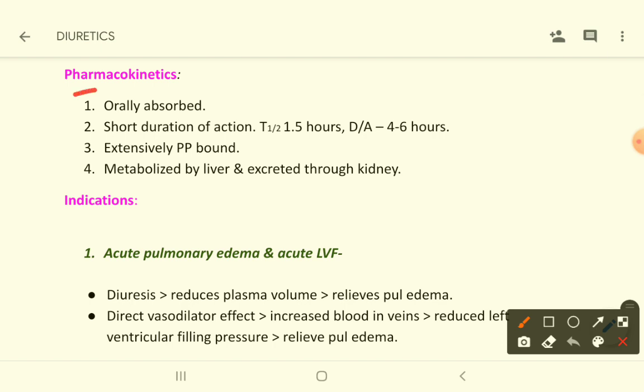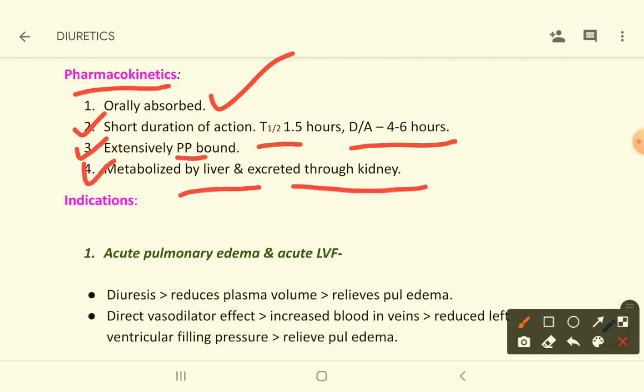Let's see the pharmacokinetics. These drugs are orally absorbed, short duration of action, half-life is about 1.5 hours, and duration of action 4 to 6 hours. Extensively plasma protein bound and metabolized by liver and excreted through the kidneys.